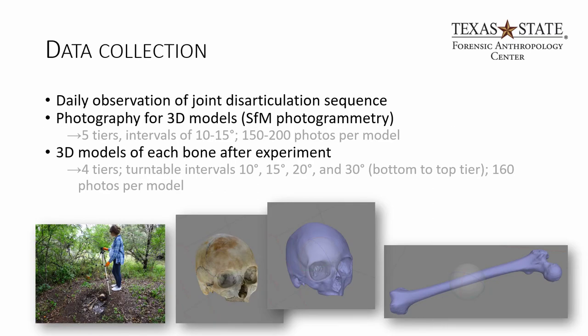So data collection of the study for the disarticulation sequence basically involved me observing the joints of the body on a daily basis. And for the displacement of the bones over time, I created 3D models using structure for motion photogrammetry at weekly intervals. And then at the end of each experiment, once the bones were cleaned and returned to the lab, I created a 3D model of each individual bone of the body. And we'll see why that's important later on.